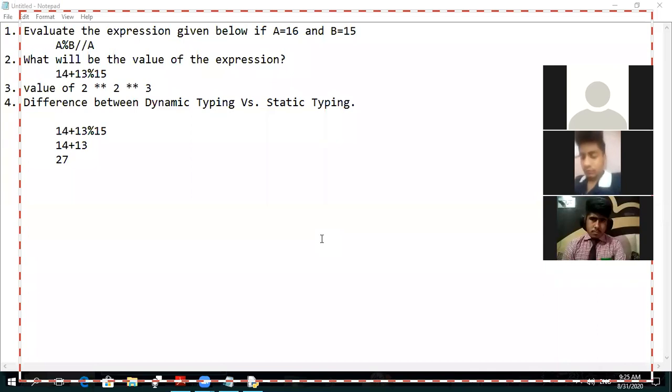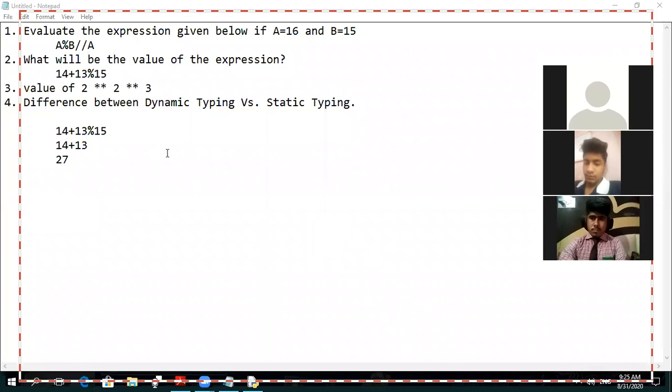Now Karthik has given answer. So Karthik's answer is correct. Saransh is correct. Then Kaushal is correct. Lokesh is correct. Only these 4 students have given the correct answer. Very good. Dolly, correct answer.